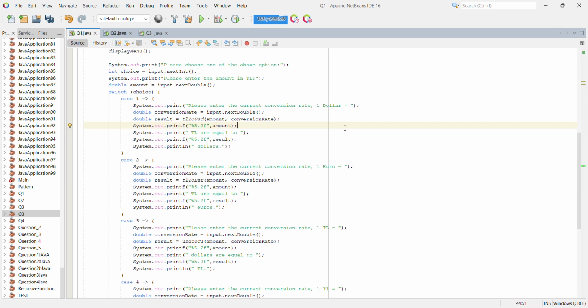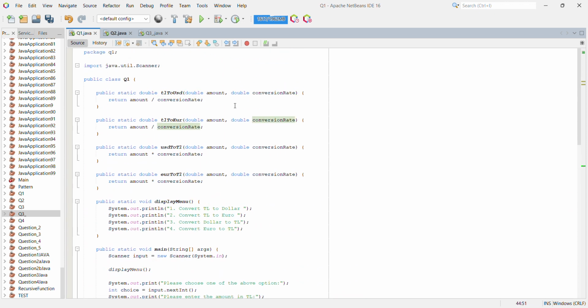Our question is about the conversion of currencies to each other. What we need to pay attention to when converting currency to each other is which currency is more valuable. Because if you want to convert from a low value currency to a high value currency, we will multiply the given amount by the relation between them. Otherwise, we will divide the given amount by the relationship between them.